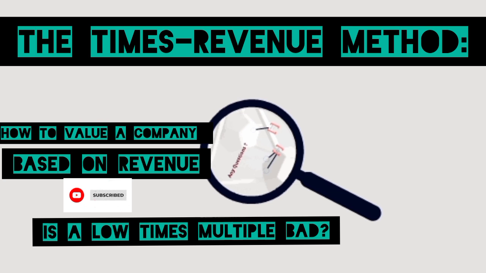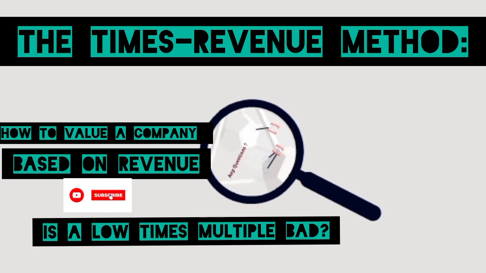Is a low times multiple bad? A low times multiple isn't necessarily bad. It simply means the company is being valued lower than other companies. If a seller is motivated to sell, having a low times multiple may be a good thing as it may be seen by buyers as a cheaper, potentially bargain price compared to companies with much higher multiples.